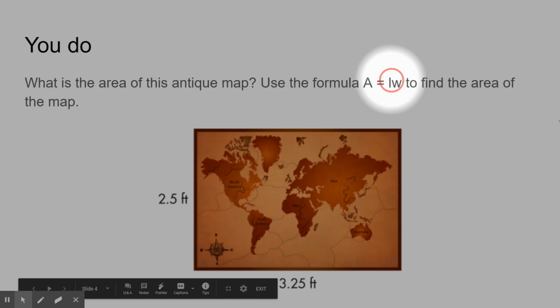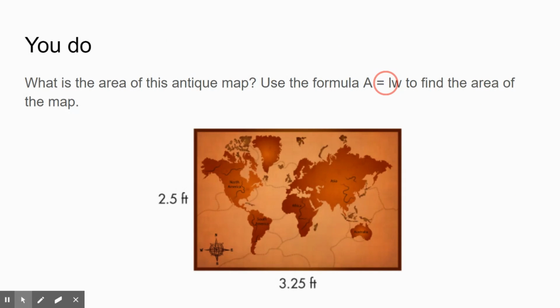You'll also notice here that there is no multiplication sign. That's okay. In math, if we've got two letters, that means that we don't actually need a multiplication sign in between them. Give your best shot. Ready, go.